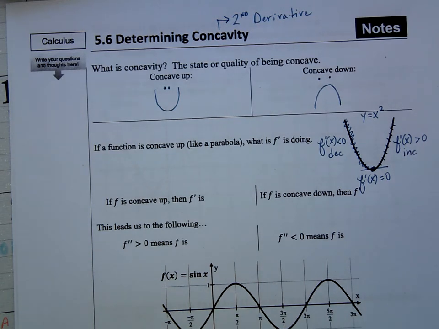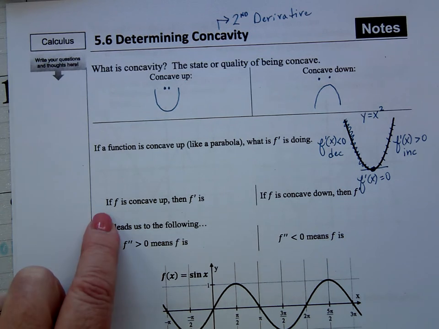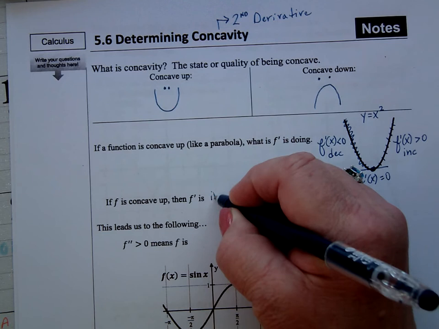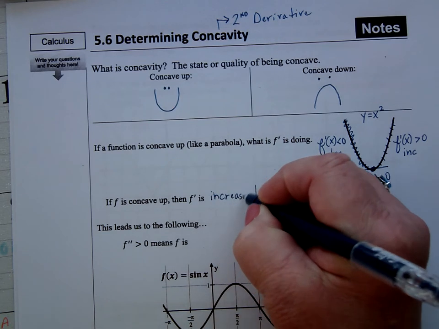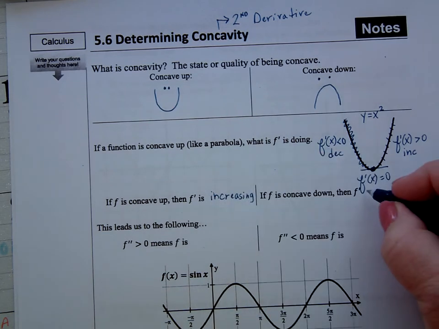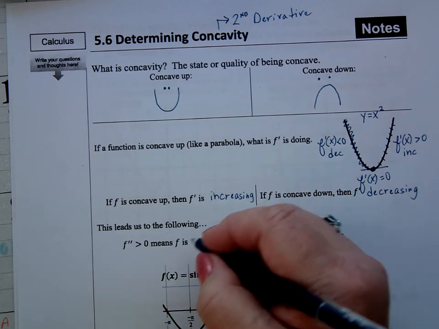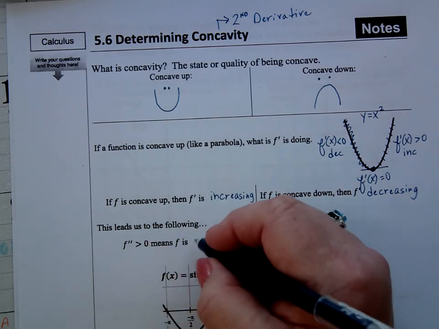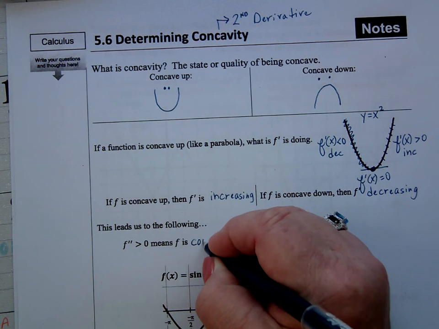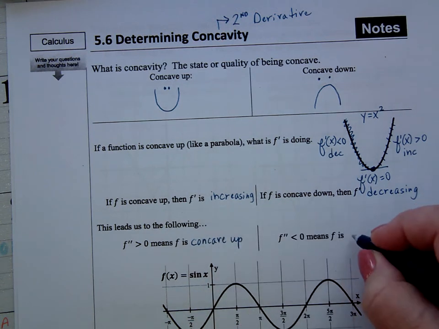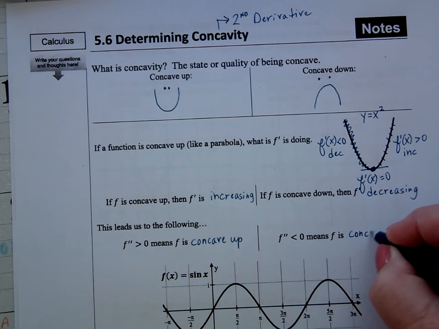All right, so how does this relate? If my function is concave up, then the first derivative is increasing. And if it's concave down, then the first derivative is decreasing. Which leads to the following thing about concavity. If I have a positive second derivative, my function is concave up. And if I have a second derivative that's negative, my function is concave down.